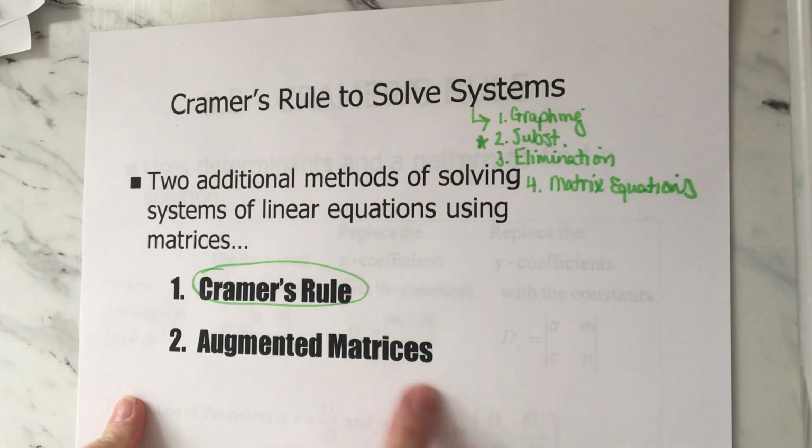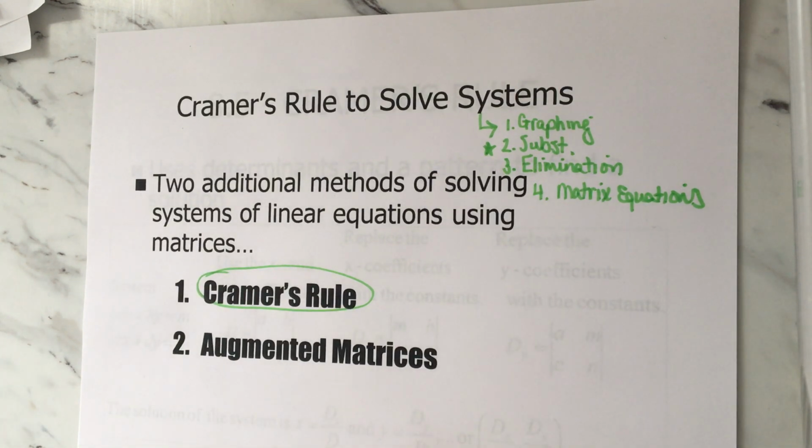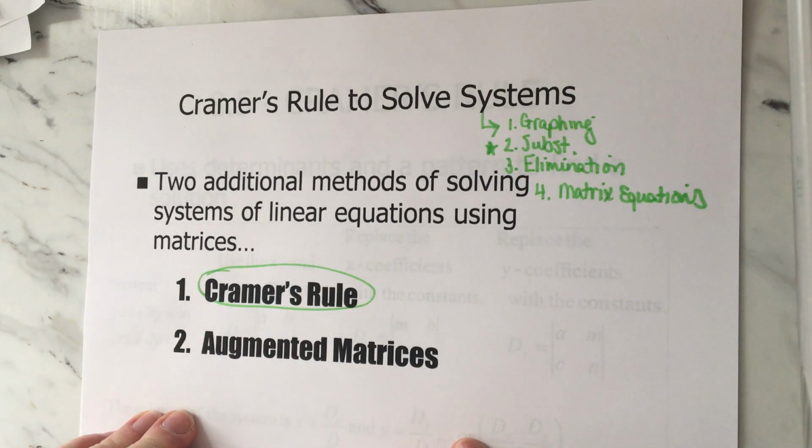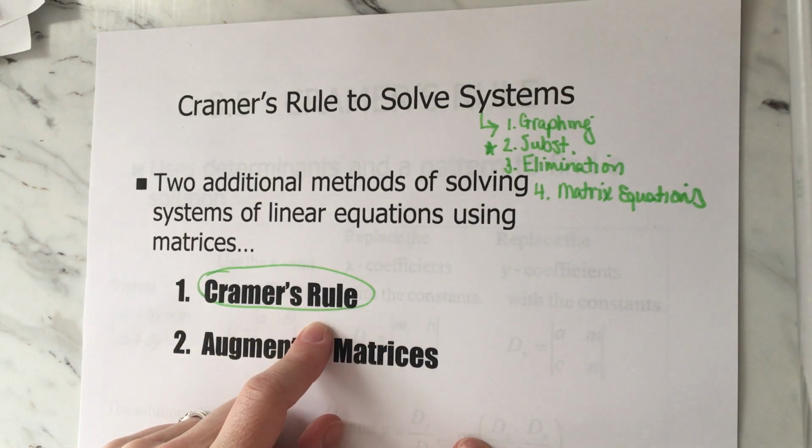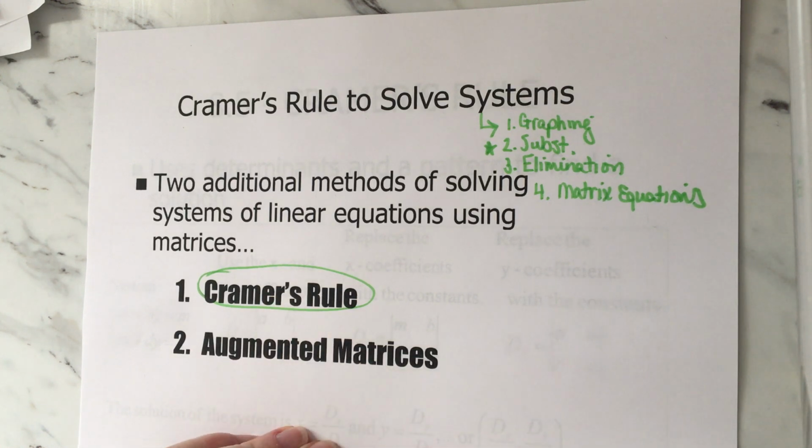We will talk about the other way, which is augmented matrices in row echelon and reduced row echelon form, coming up in our next couple weeks. But we're going to work on another way to solve, which is Cramer's rule. Honestly, I think Cramer's rule is probably the easiest and the least amount of work. A lot of you could do most of this in your head.